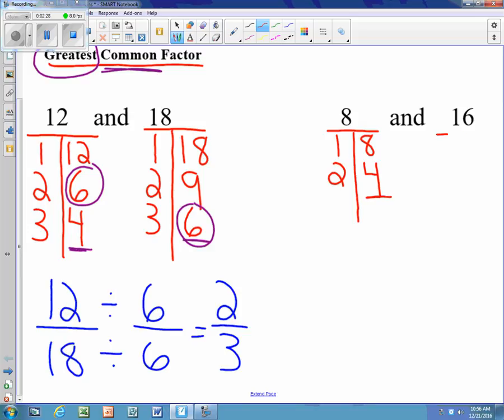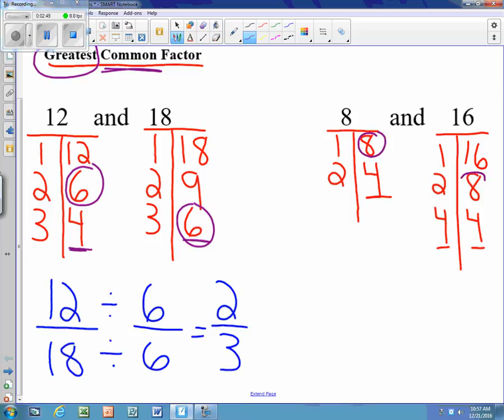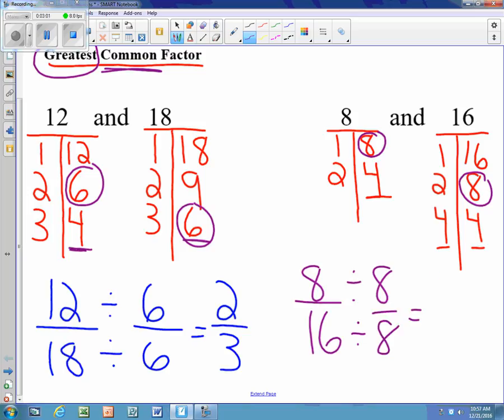So now I'm going to look at 16, and I know 1 times 16 is 16. I can do 2. 2 times 8 is 16. 3 I can't do. 4 I can. And once I have a number that shows up on both sides, I know I'm done. So now I look at what's the largest number on both lists, and in this case, sorry, it's 8. When I have 8 over 16 as a fraction, if I divide that by the GCF of 8 over 8, then I will get 1 over 2, which is 1/2.